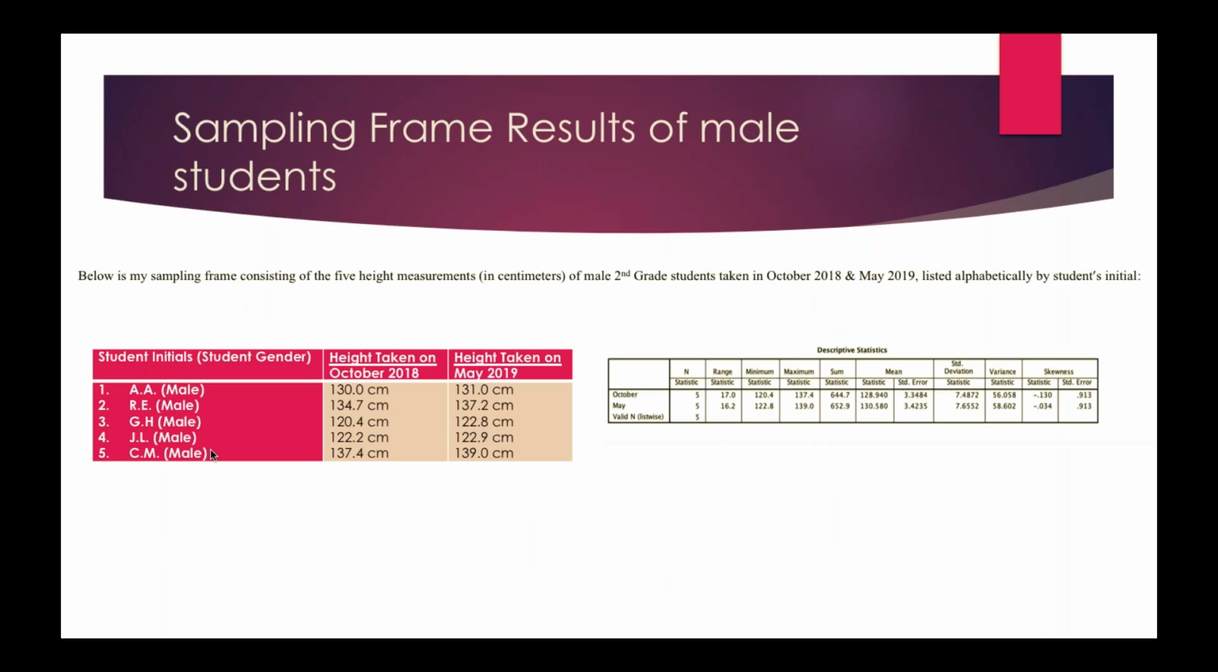So pretty much after I took my second observation, this was, I believe, May 3rd. This was a Friday. So after I took the heights of all the second grade students for the second time in May, that's when I realized, okay, so again, girls grew taller than guys, than the male students.